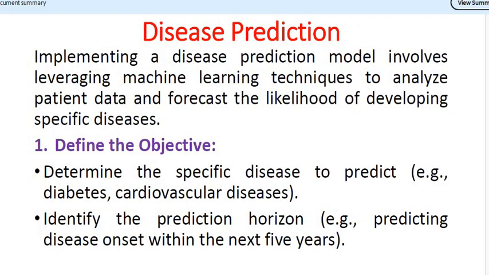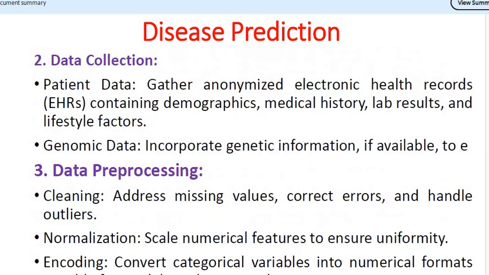So here I'm giving one example. First one is disease prediction. So for disease prediction, how will this model work? Define the objective. First is to determine the specific disease to predict, diabetes or cardiovascular disease. Here I am taking that. For that particular objective, I am going to collect the data. Second one is data collection.